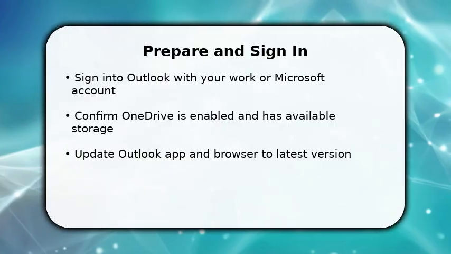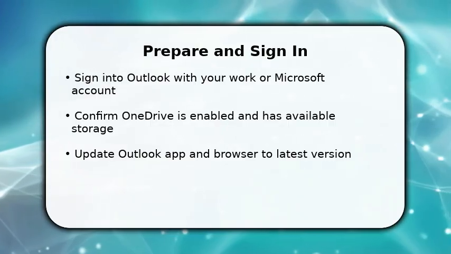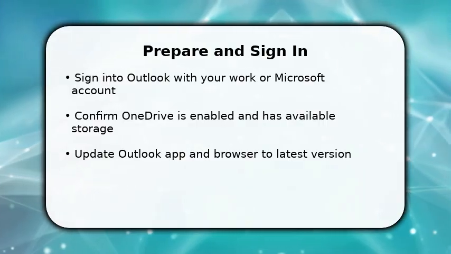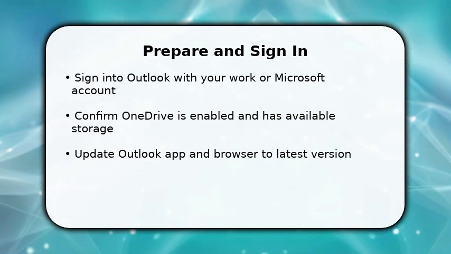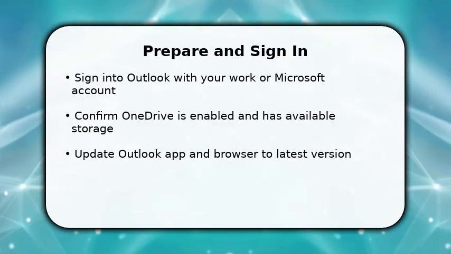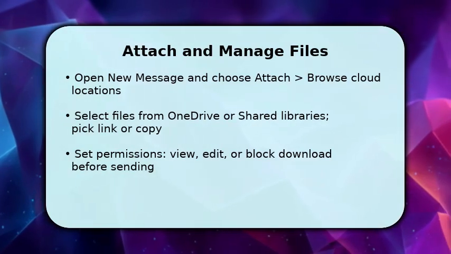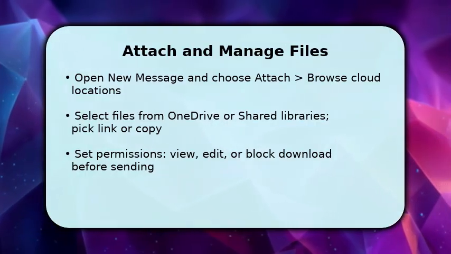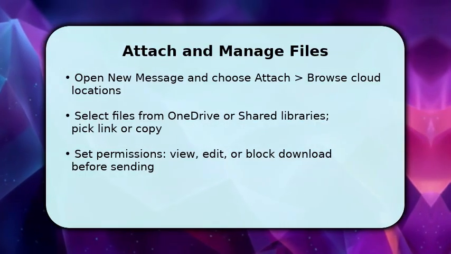These steps prevent access errors and ensure the Drive integration appears in Compose and Attachment menus, letting you move to attaching and sharing files immediately. You compose a message and click Attach, then browse cloud locations to reach OneDrive. When you pick files, decide whether to send a link or attach a copy. Links save bandwidth and keep files synced.